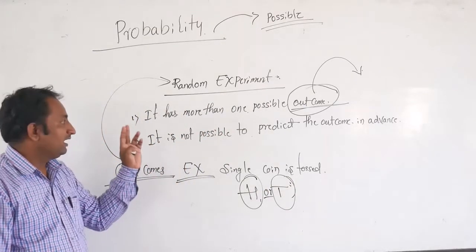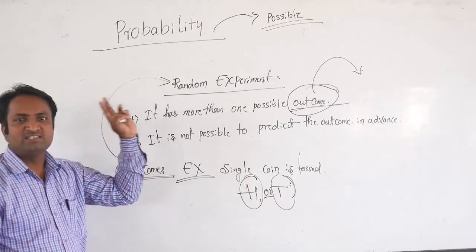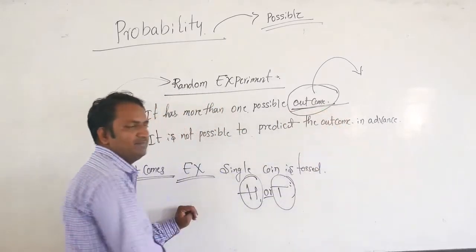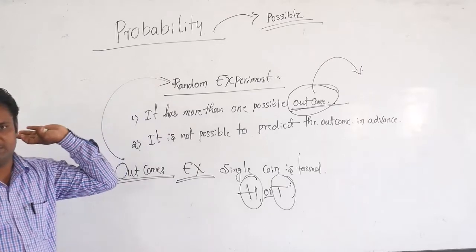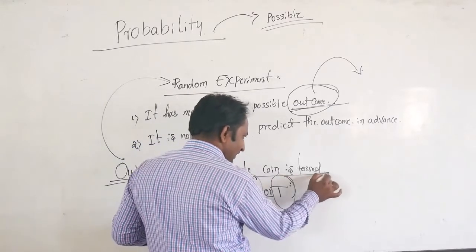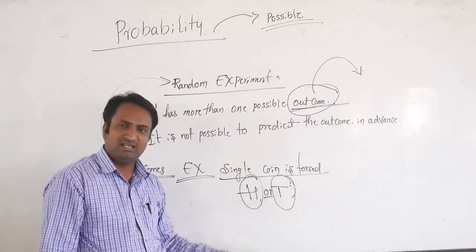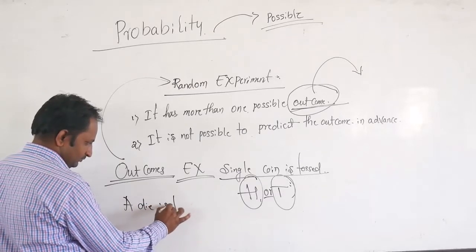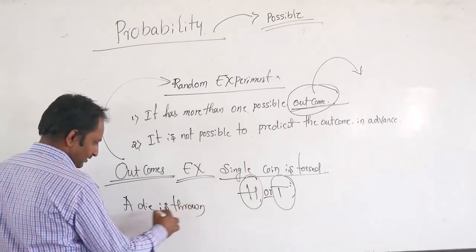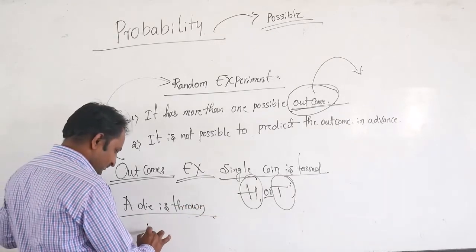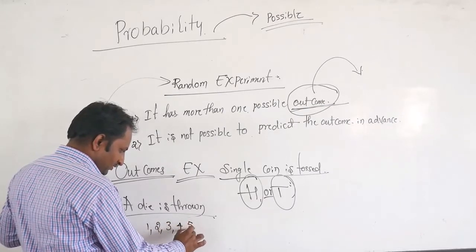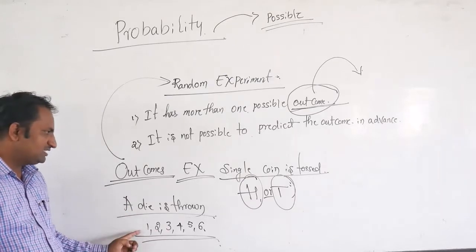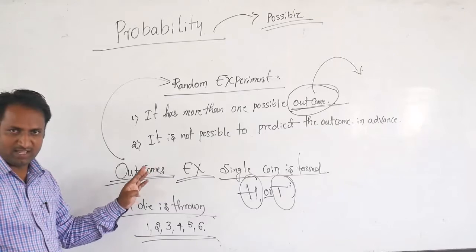A random experiment is an experiment which satisfies these two conditions. Here, a very important term is outcome. Outcome means a possible result of a random experiment. Consider our example: a single coin is tossed, either head or tail will come. For another example, a die is thrown. The possible results are 1, 2, 3, 4, 5, 6. These possible results are called outcomes.